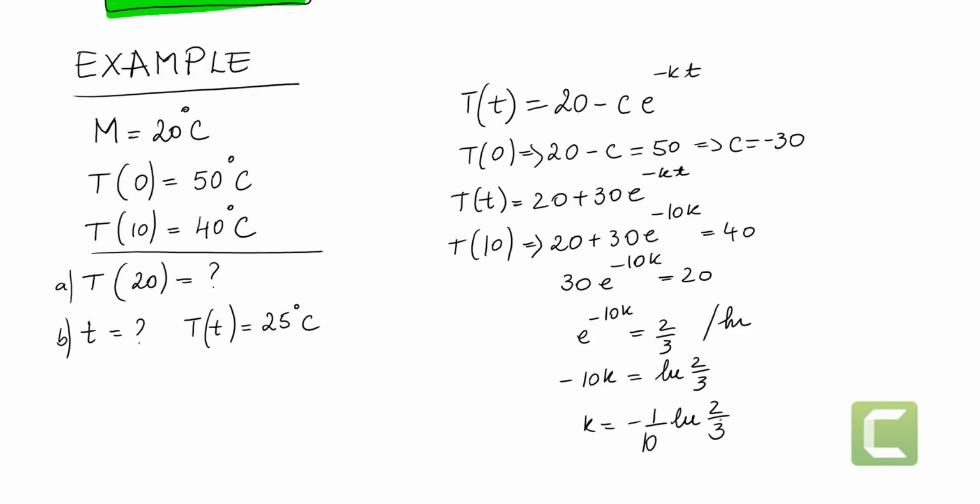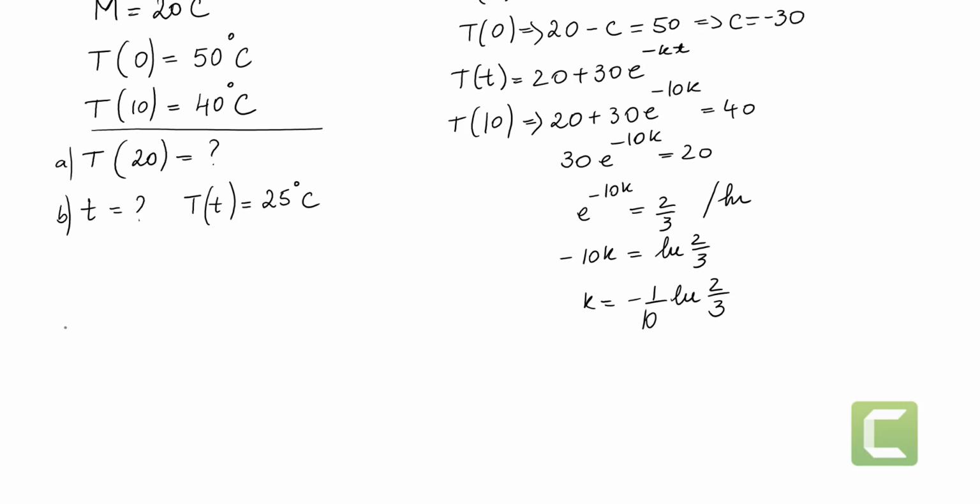I'm going to keep the k in this format. So T(t), the temperature of the object with respect to time, is 20 plus 30 e to the (1/10 ln of 2/3) t. So we solved part A.